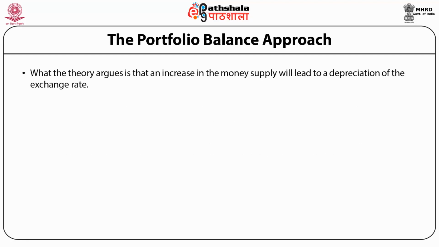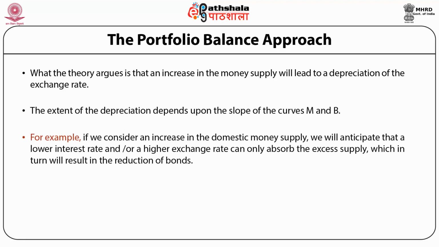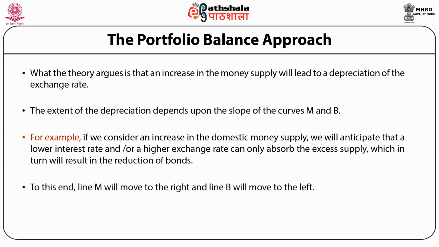What the theory argues is that an increase in the money supply will lead to depreciation of the exchange rate. The extent of depreciation depends upon the slope of the curves M and B. For example, if we consider an increase in the domestic money supply, we anticipate that a lower interest rate and/or higher exchange rate can only absorb the excess supply, which in turn will result in the reduction of bonds. To this end, line M will move to the right and line B will move to the left.